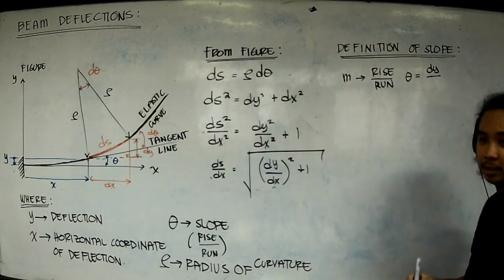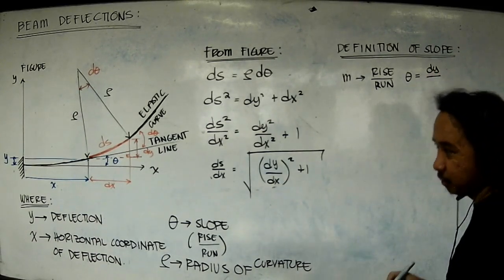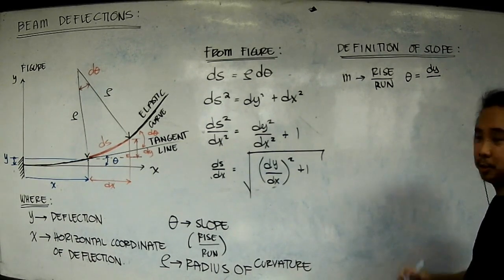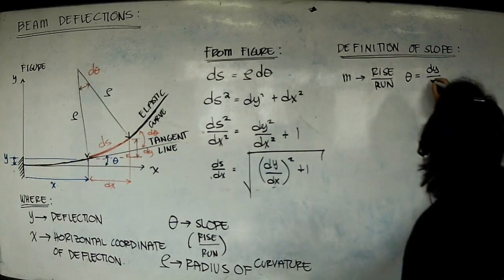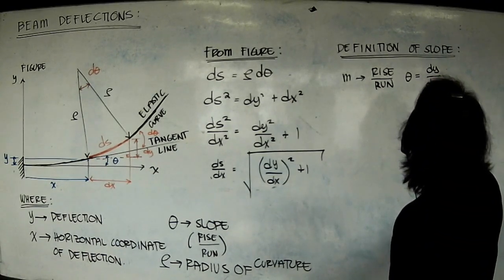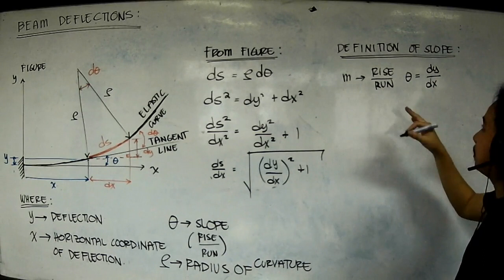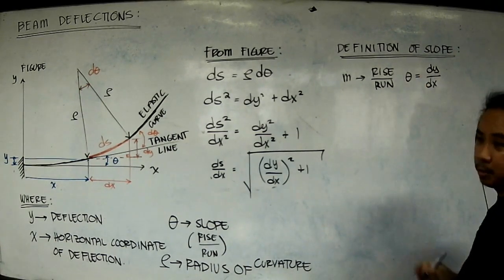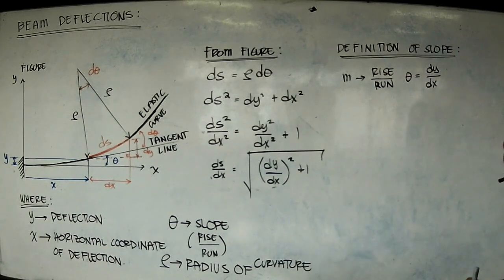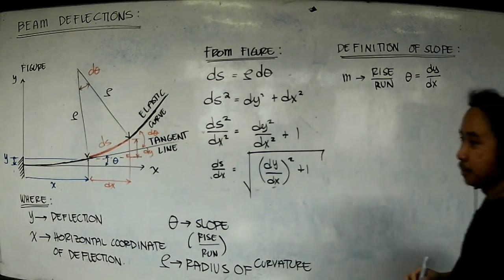Okay? Y is just a point. But when you say change in its position, you have to consider the differentials. Now, if that is dy, therefore this is dx, right? Rise over run, rise over run. It ran by how much? Dx. It rose by how much? Dy. That is our definition for slope.